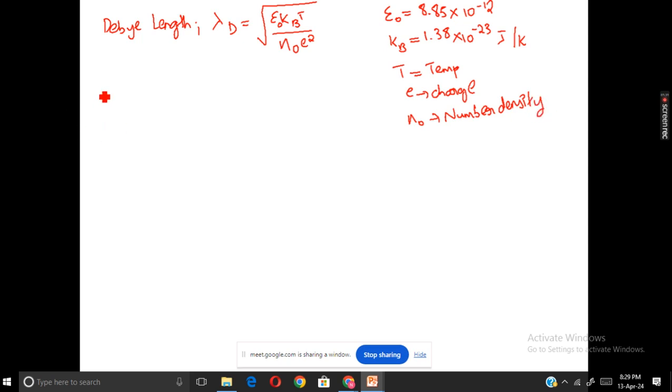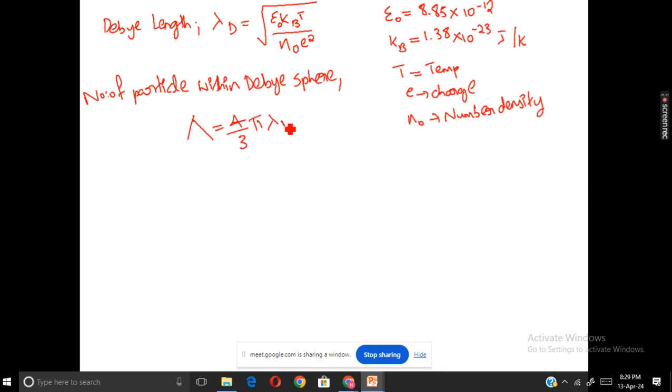This is the equation for Debye length. Now, if we want to find the number of particles within the Debye sphere, it will be equal to 4 by 3 pi lambda_D cubed into n. So this will be the number of particles within the Debye sphere.